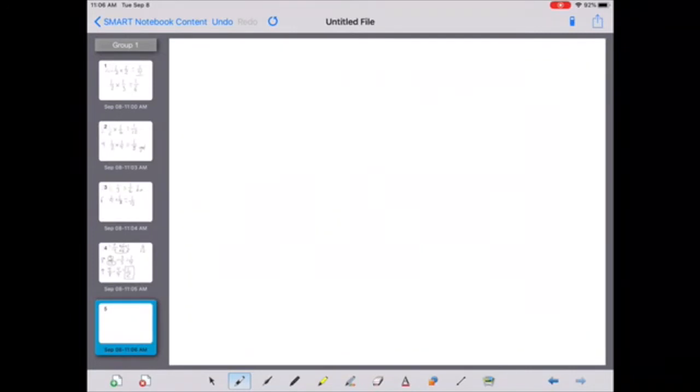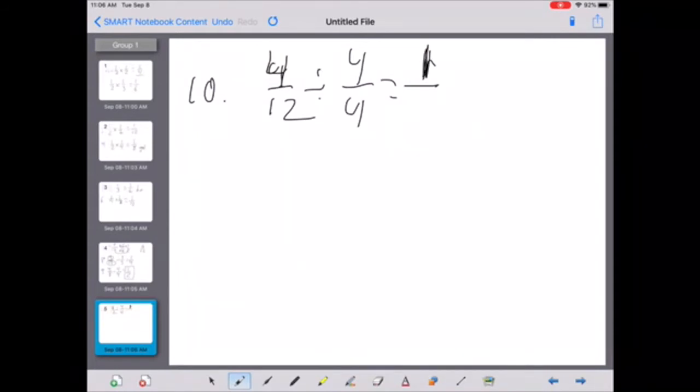Number 10, find a single fraction piece that equals 4/12. So this time I'm at 4/12. I want to equal a single piece up here, so I have to get down to 1. How do I get down to 1? I obviously have to divide by 4. If I do it on the top, I have to do it on the bottom. 4 divided by 4 is 1. 12 divided by 4 is 3. And so my answer is 1/3.